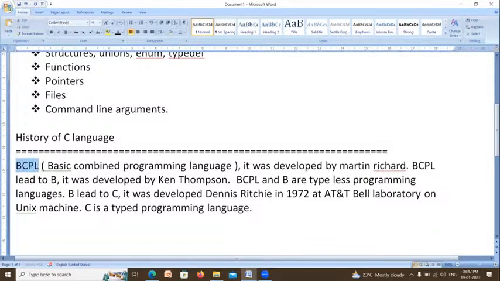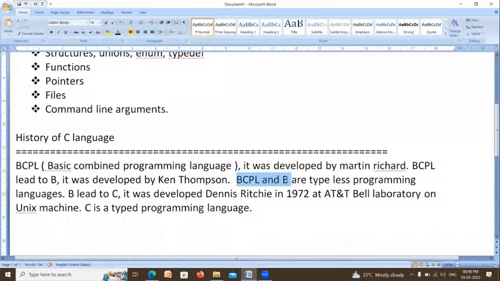There is one popular high-level programming language, that is BCPL. BCPL means Basic Combined Programming Language. It was developed by Martin Richard. From BCPL, a new programming language was developed and it was named B. It was developed by Ken Thompson.